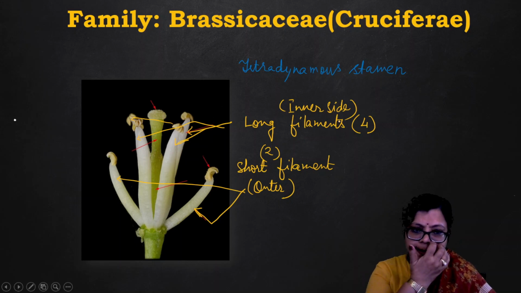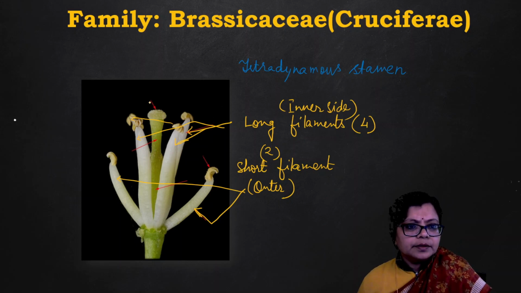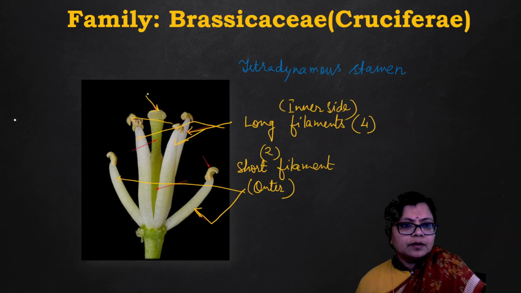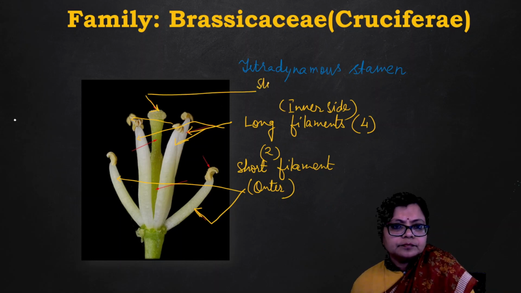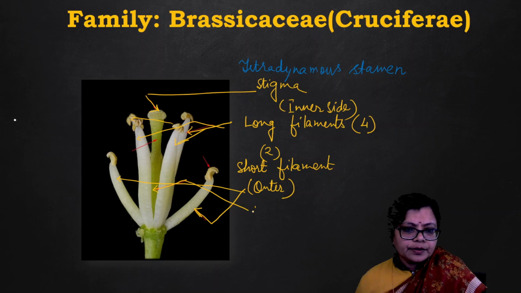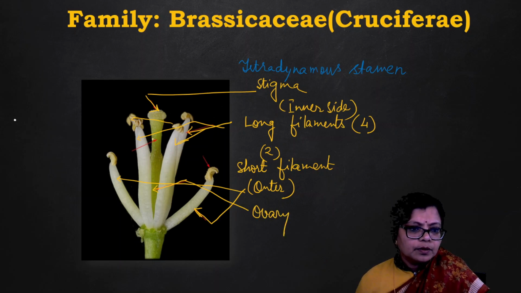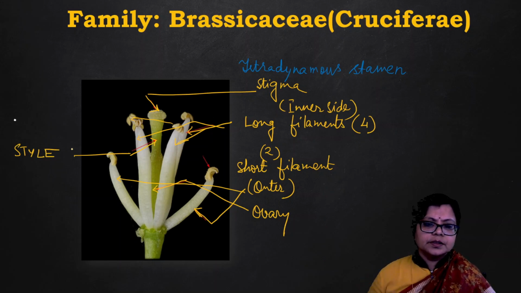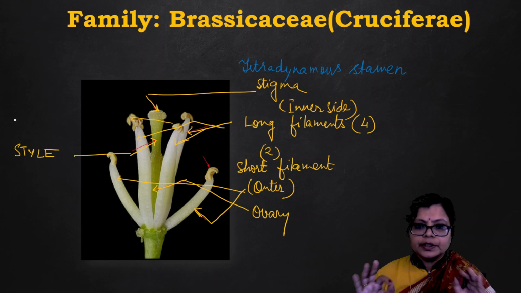This part is clear. Now this represents the lobed stigma. This represents the elongated ovary, gynophore. This represents the style. I hope this is absolutely clear to you.